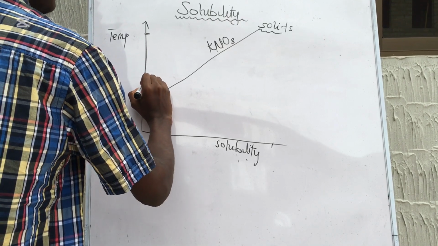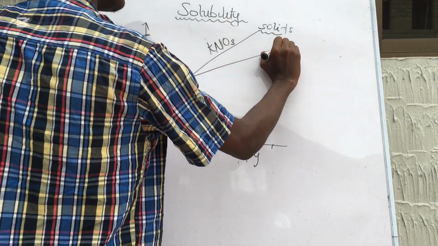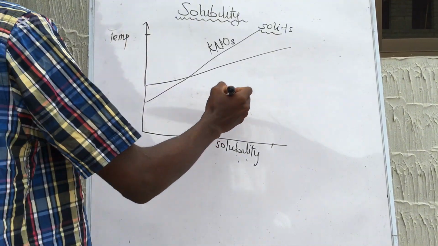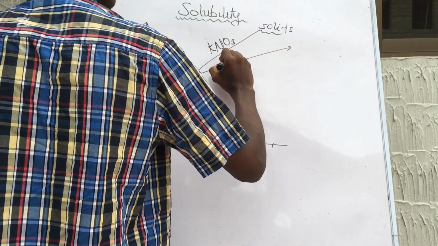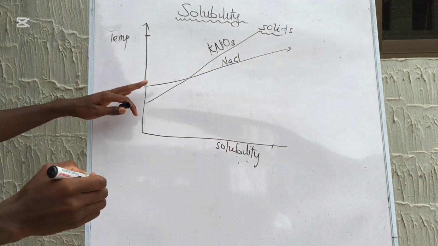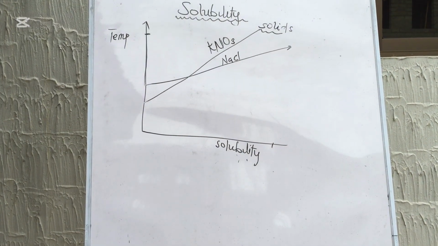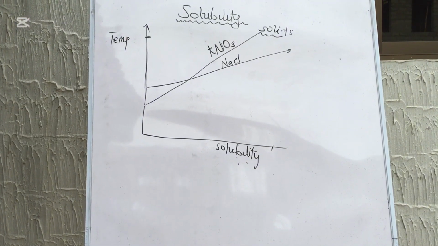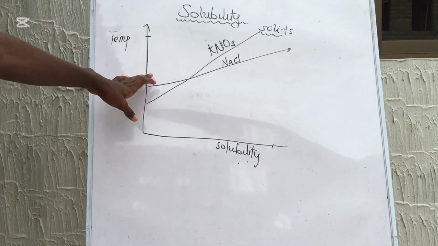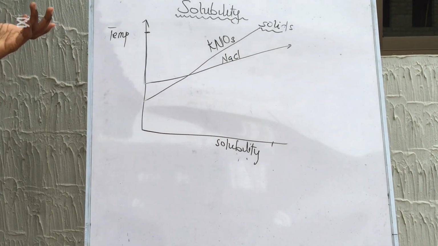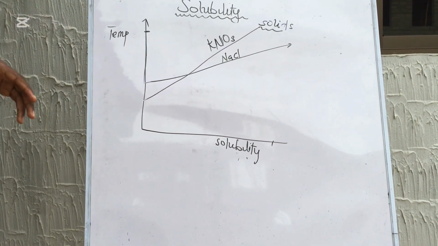There are other salts like NaCl, which is a common salt. For NaCl, its trend is not as steep as compared to KNO3. This particular salt doesn't really follow the rule that the more we increase the temperature, the more it becomes soluble. For this, the line is actually gentle, or its slope is actually gentle, because of some factors.